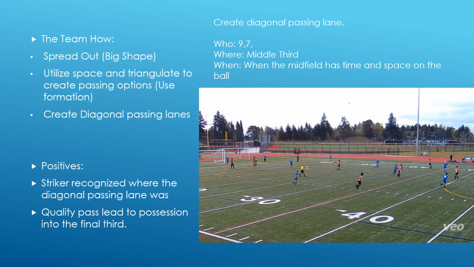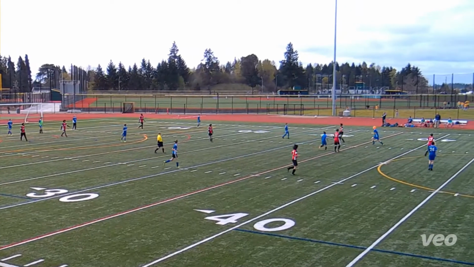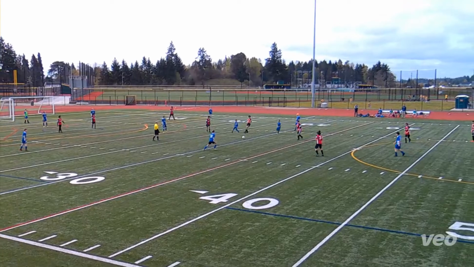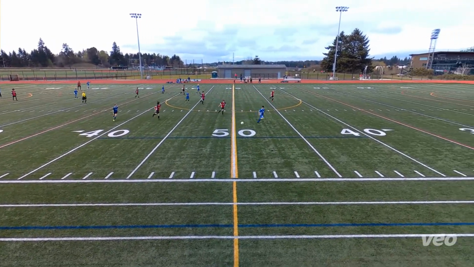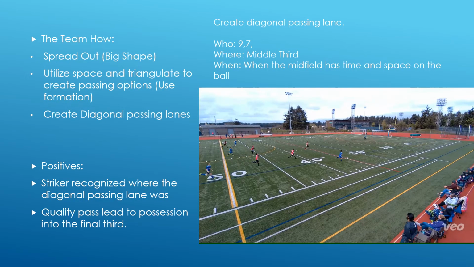So I'm going to start with the positives. Remember our team goal: one of them is to create a diagonal passing lane. And in this clip, we're going to see our 11. We have a really strong diamond in the center. The 11 gets the ball, passes it to our 7, and then our striker recognizes that the passing lane is a diagonal to the outside. Now, at the beginning, he doesn't recognize it immediately, but he does in the end and makes the right run, and we have possession in the final third thanks to a quality pass by our 7.